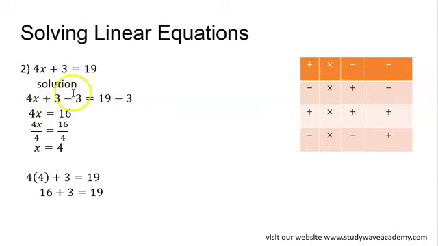How did this minus 3 come up? We did the opposite of this 3 over here, right? Good. So we have 4x equals 16. Plus 3 minus 3 will give us what? 0. So there's no need writing it, right?